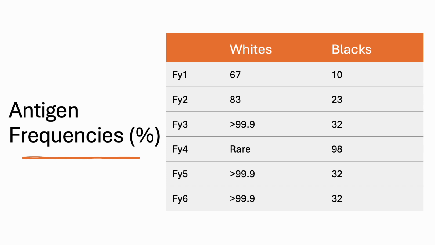FY3 is expressed in those that have either FYA or FYB. So it's nearly universal in the white population. You see here it's greater than 99.9%, but only found in 32% of those black individuals.